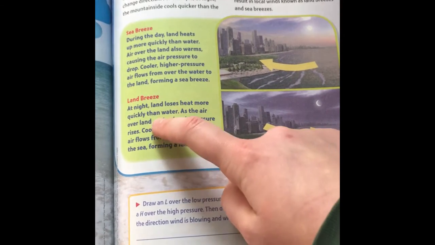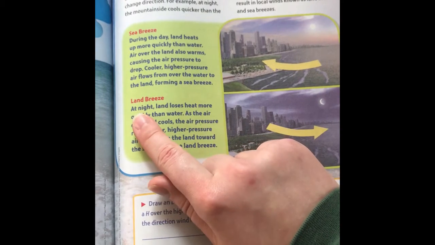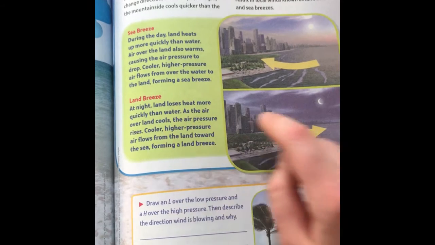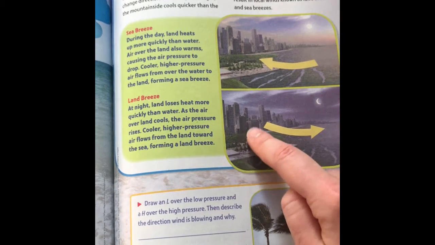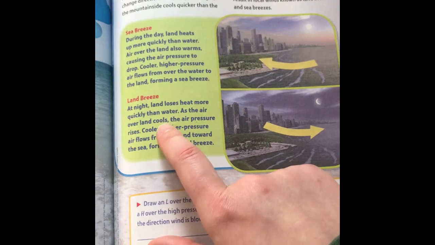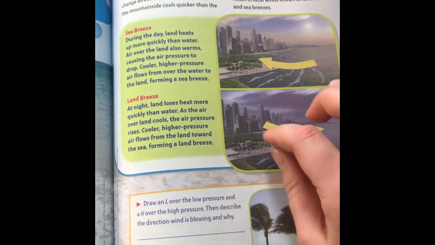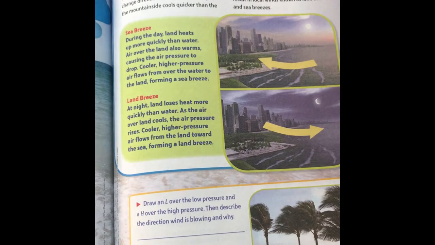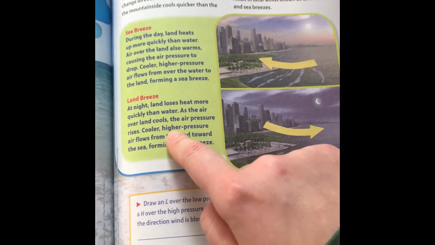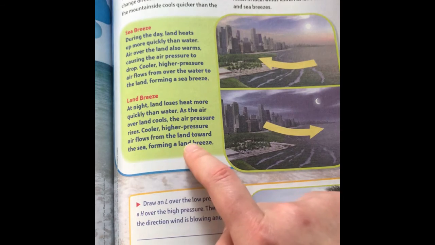Now, with our land breeze, this happens at night. And what causes it is at night, the land loses heat more quickly than the water. So over here, it's going to be warmer than it is over here. And as the air over the land cools up here, the air pressure rises. So we know with colder temperatures, we have higher air pressure. As the air pressure rises, cooler, high pressure air flows from the land towards the sea, forming a land breeze.